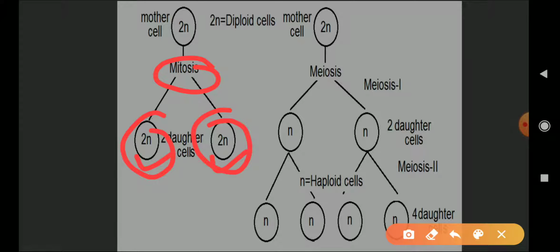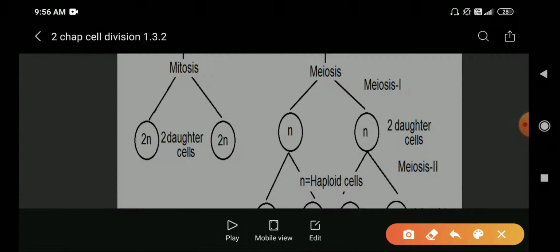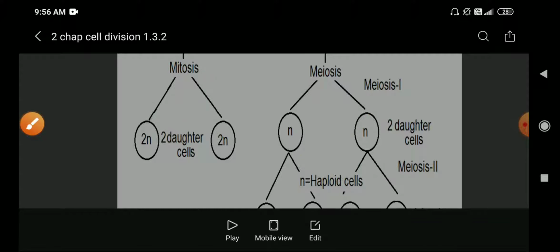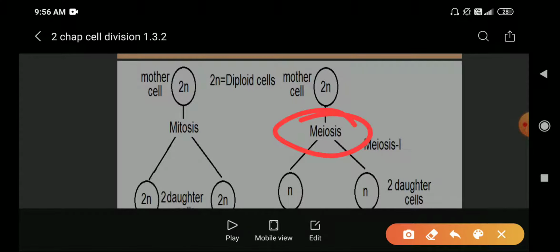But if it is the process of meiosis, now where does mitosis take place? Mitosis occurs in a somatic body cell, soma means body. If it is taking place in a somatic body cell, then it is mitosis. But if it is a reproductive cell, then it will show the process of meiosis.